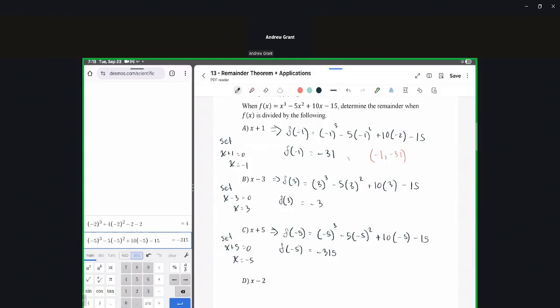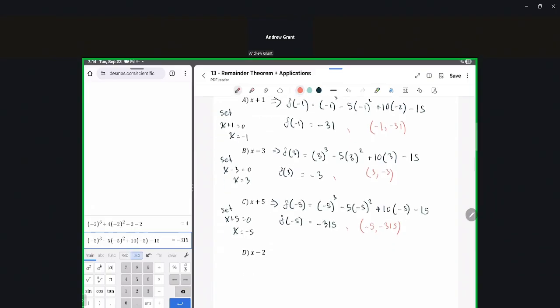Again, to be clear, this would correspond to the point -5 comma -315 on the graph. And this point would correspond to the point 3 comma -3 on the graph. The lesson doesn't talk about the connection between the remainder theorem and the graph of the polynomial, but for our purposes, that's why I want to make it just a quick aside to confirm that those are directly related to each other. Okay.